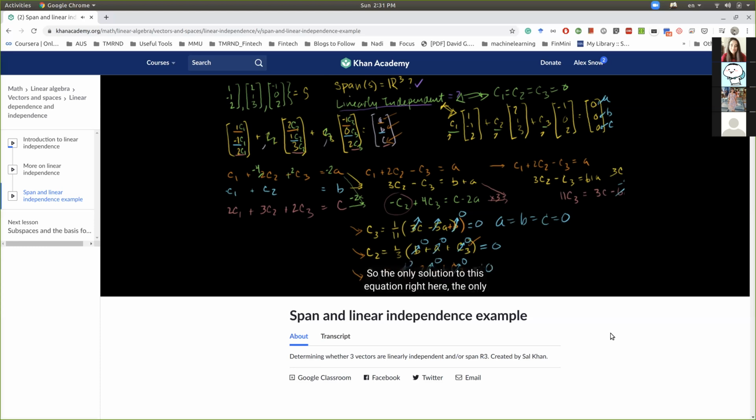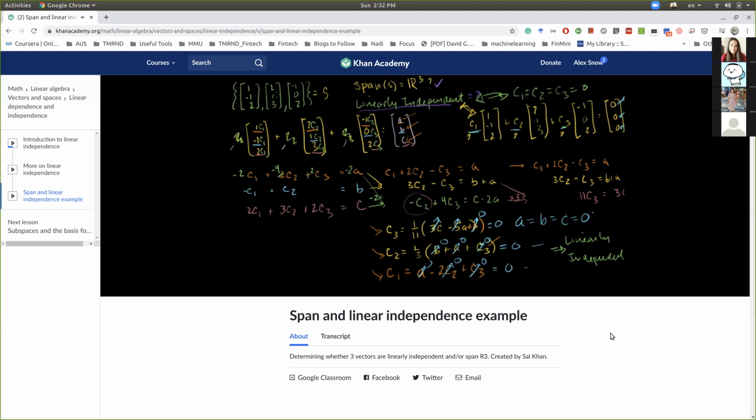So the only solution to this equation right here, the only linear combination of these 3 vectors that results in the 0 vector, is when you weight all of them by 0. So I just showed you that C1, C2, and C3 all have to be 0. And because they're all 0, we know that this is a linearly independent set of vectors. Or that none of these vectors can be represented as a combination of the other 2.